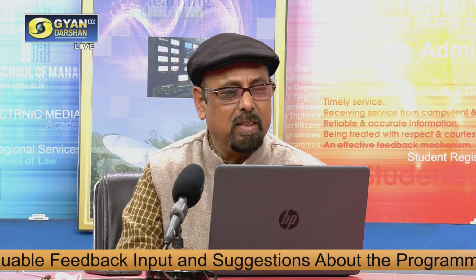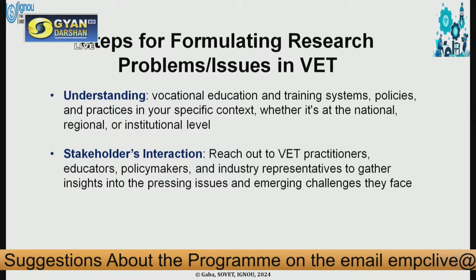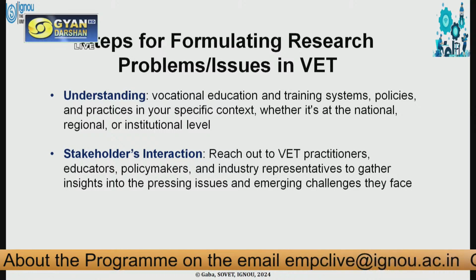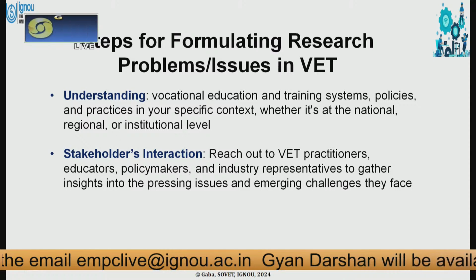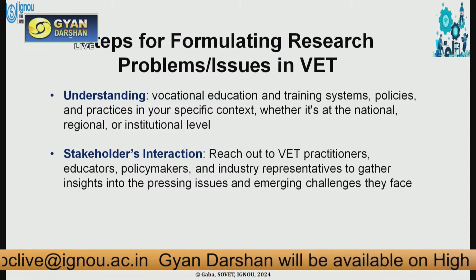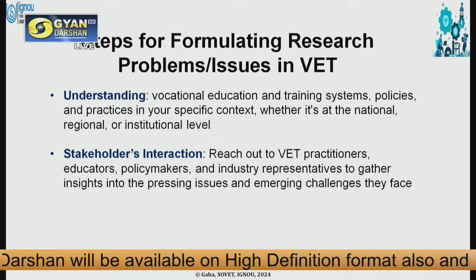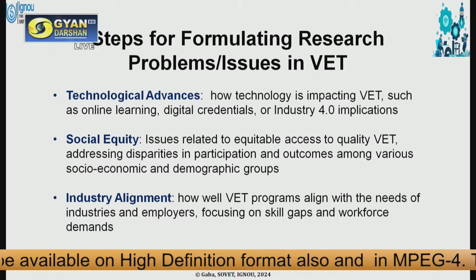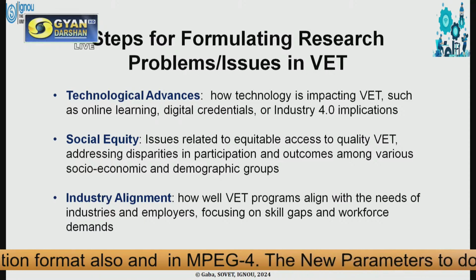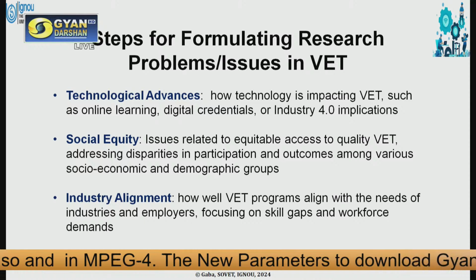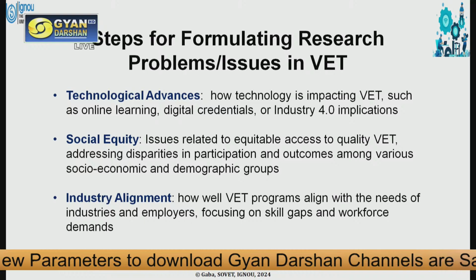The third important part is understanding. As I said earlier, the vocational education training system and policies, and second, stakeholder interactions. That is, as I said, maybe industry, maybe employer. These are, I think, the steps we are involved in. But the most important issues, I will quickly explain, under these particular problems or issues: technological advances. For instance, how technology is important in vocational training. This is an issue, but I am highlighting now the crux of the session.